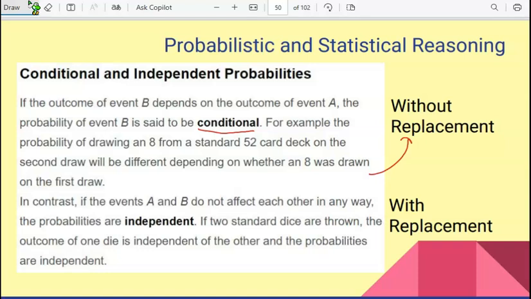In contrast, if events A and B do not affect each other in any way, the probabilities are independent. If 2 standard dice are thrown, the outcome of one die is independent from the other and the probabilities are independent. That is known as with replacement.